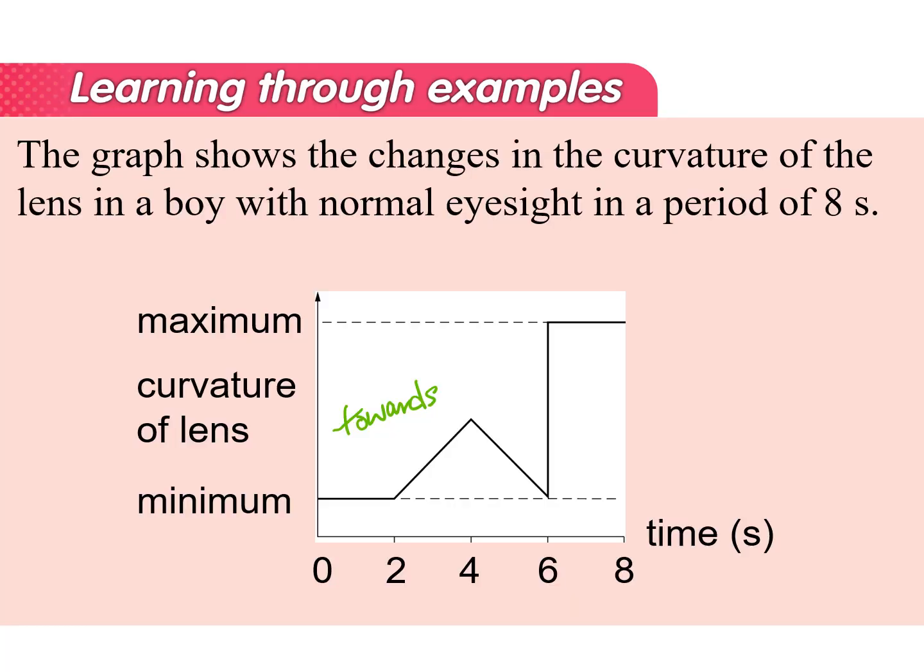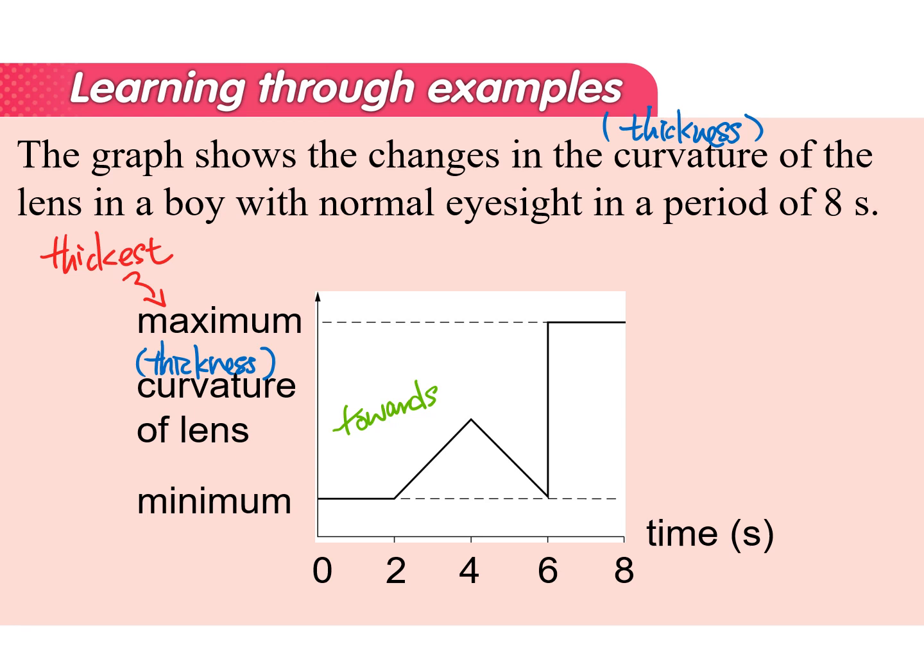Let's learn to read and understand the following graph. The graph below shows the changes in the curvature of the lens, that means the thickness of the lens, in a boy with normal eyesight in a period of 8 seconds. By looking at the change of thickness of the lens in the 8-second time, we can tell whether the object is moving towards or away from the boy.